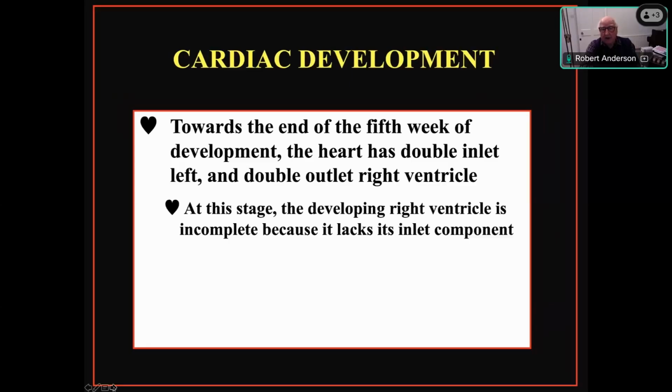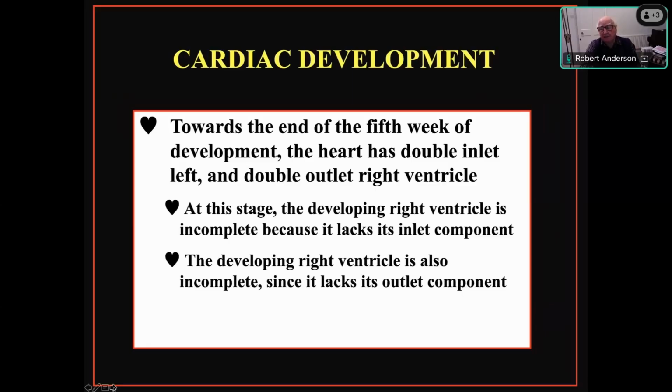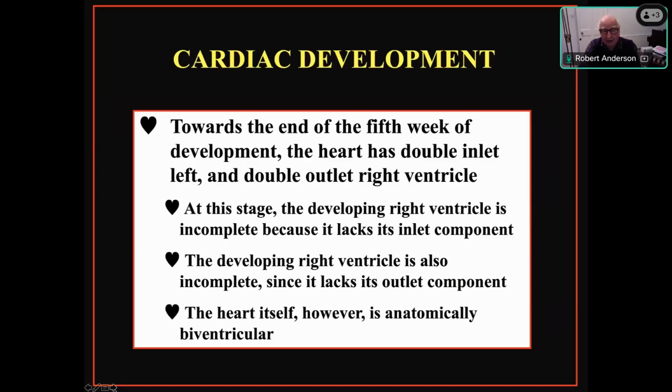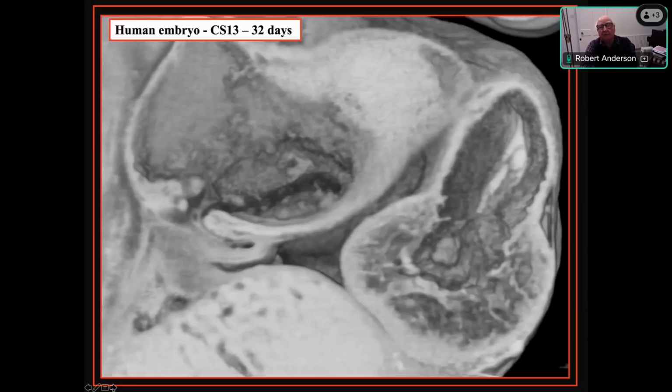At the same stage, the developing right ventricle is incomplete because it lacks its inlet component, but at this early stage, the developing left ventricle, this is a typographical error, I forgot to change right into left, forgive me for that. The developing left ventricle is also incomplete because it lacks its outlet component. The heart itself, however, unequivocally is biventricular because each of the developing ventricles already has its own apical trabecular component.